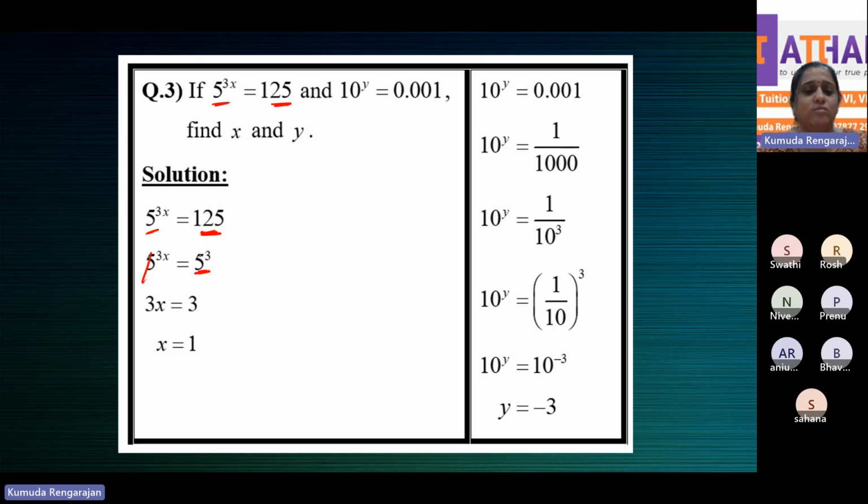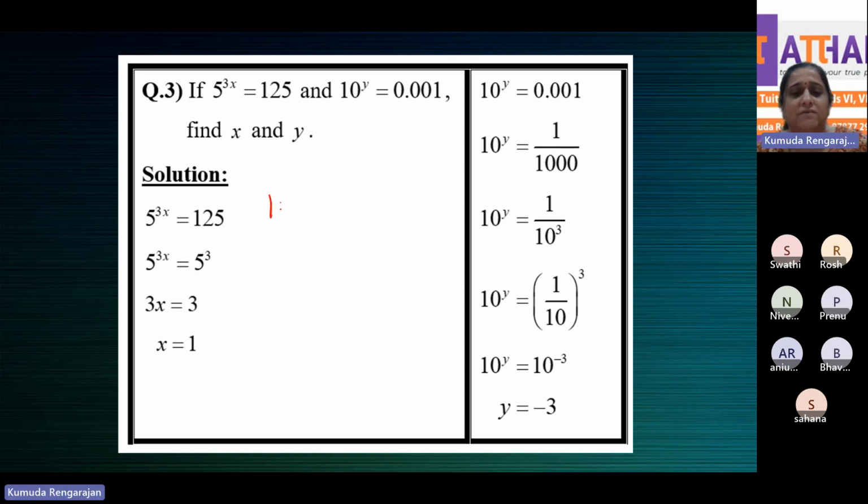So bases are the same on both the sides. Equate the powers. 3x is equal to 3. So equating the powers, 3x is equal to 3, x is equal to 3 by 3, which is 1.